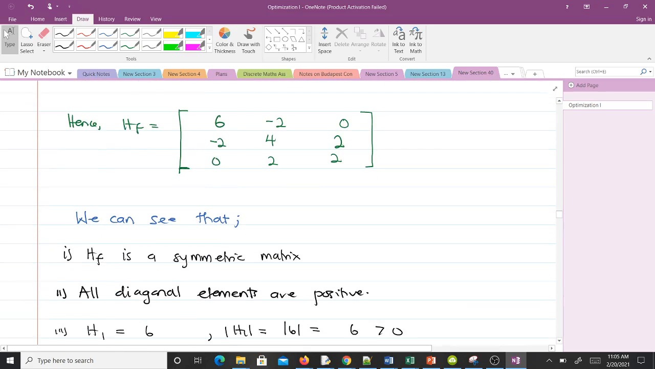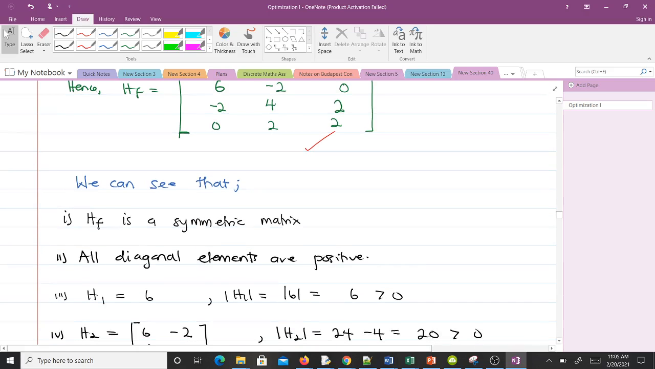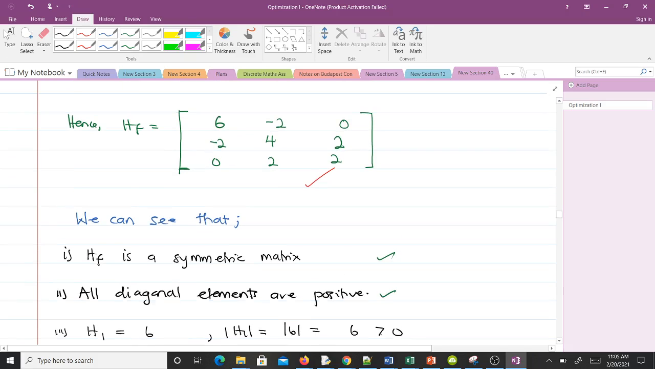We then come here and we construct our Hessian matrix. And this is this. You can see it is symmetric. You can pause the video and check. You realize that the transpose of it will be the same thing. So we can see that this Hessian matrix is a symmetric matrix. And also we can see that all the diagonal elements are positive. See, this is positive, positive, positive.